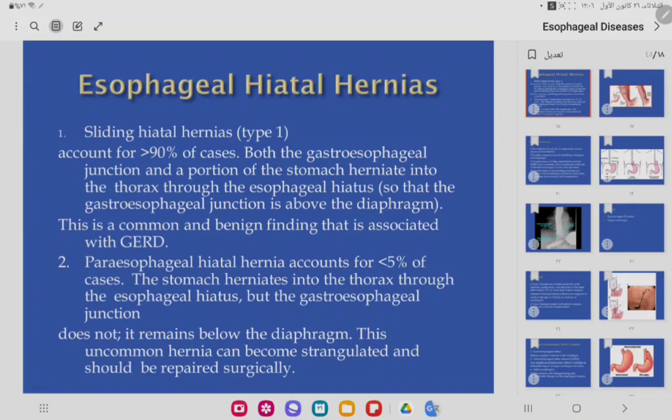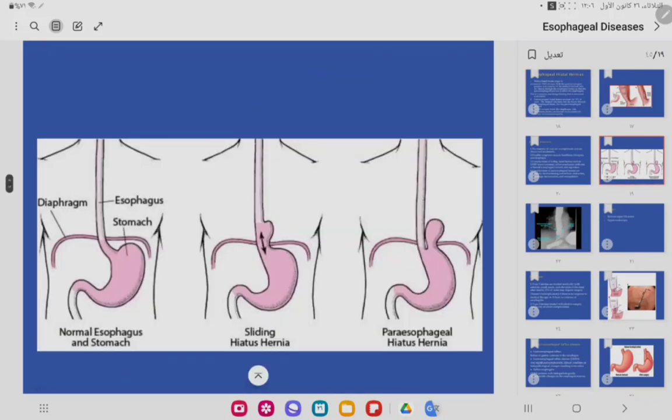The other hiatal hernia is the paraesophageal hernia, where less than 5% of the stomach herniates into the thorax through the esophageal hiatus, but the gastroesophageal junction remains below the diaphragm. This is an uncommon hernia, because it can be strangulated and should be repaired surgically. Okay, next. These are the pictures: normal esophagus, sliding hernia, the most common, and this is the paraesophageal hernia. It can be strangulated easily, and often we need to treat this surgically if it is too large.